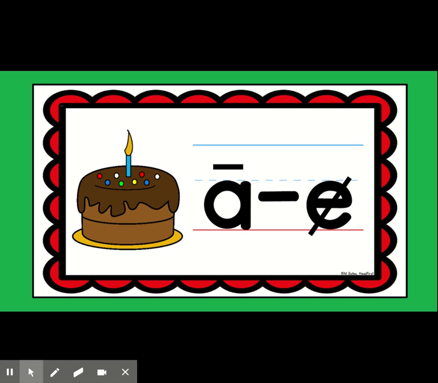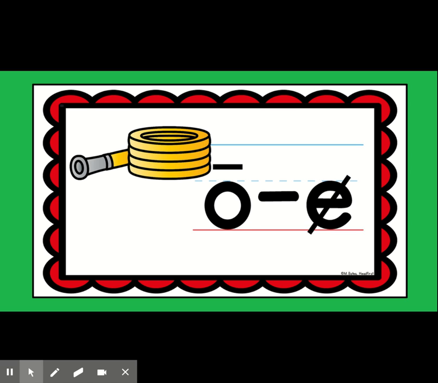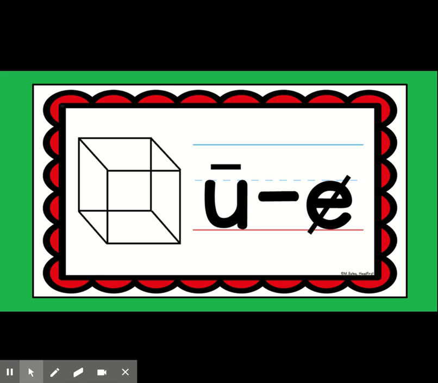And what's the other sound that U says? Oo. And then this is a sneaky E one. Cake, A, consonant, sneaky E. You say it. Cake, A, consonant, sneaky E. Here are the new ones for today. Hose, O, consonant, sneaky E. And cube, U, consonant, sneaky E.